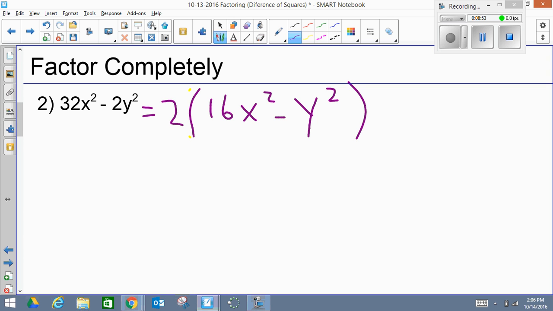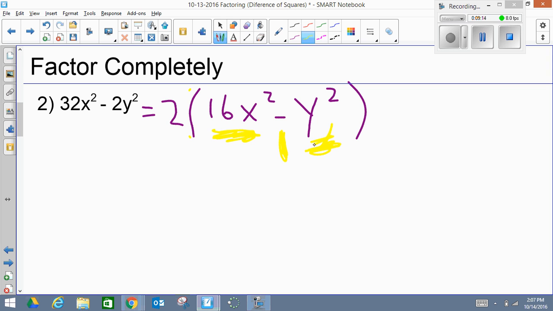Difference of squares, let's see. We check, and there's a minus in between. Then let's check the 16x squared. The square root of 16 is 4. The x squared is a perfect square. What about the second term? Y squared, so that's a square too. That means this is a difference of two squares.